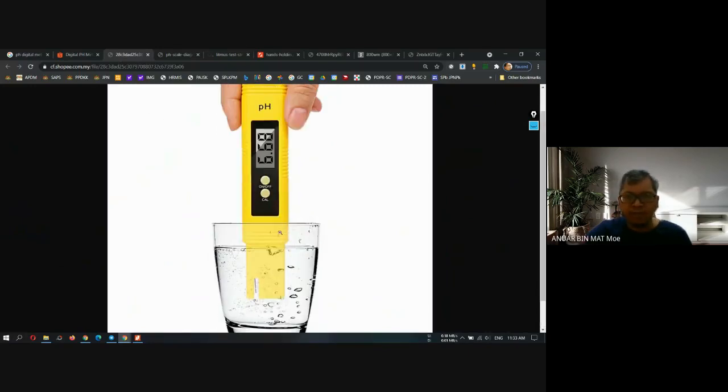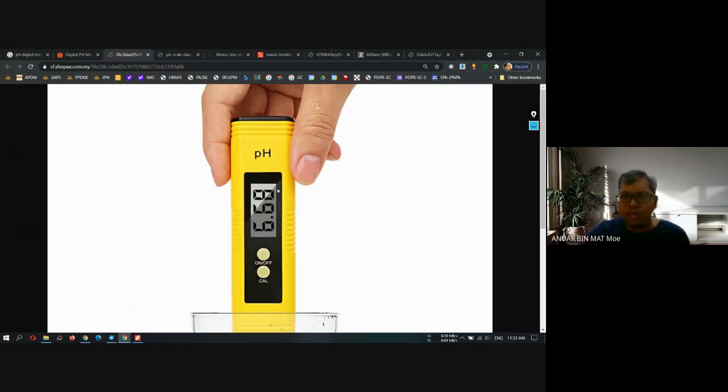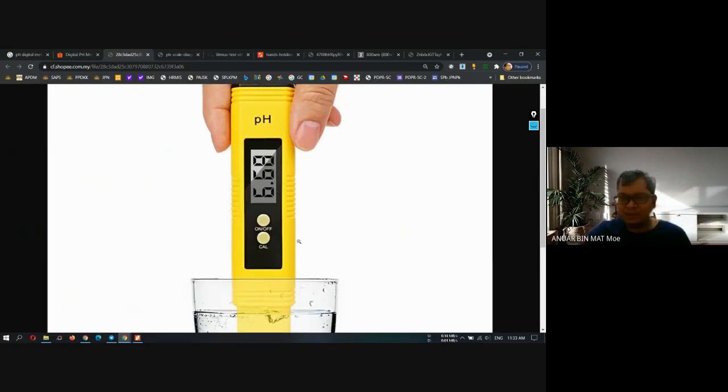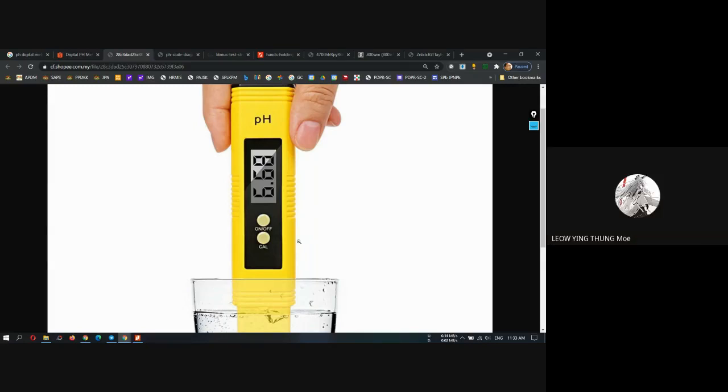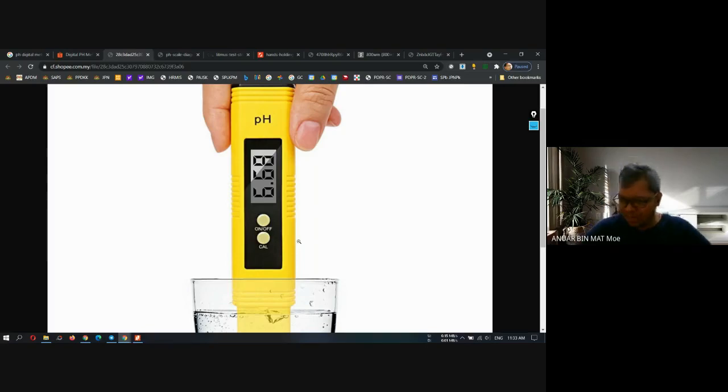For example, you just dip the end of the device into the water, and then it will read the pH value. For example, like this. What is the pH value over here? 6.68, right? So you know whether it is acid or alkali. 6.68. Class, acid. It's a little bit acidic, right?